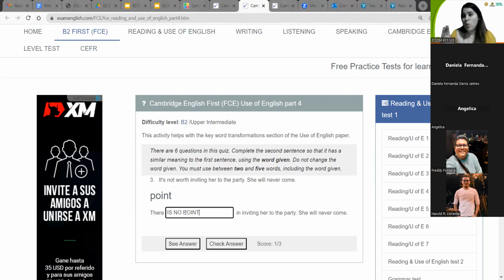Okay, there is no point. So aquí no es el de responder cuando yo digo I am not going to the party. No es el de respuesta, sino es el de poner como cuando yo digo un adverbio negativo. No, never, okay, any, right? So there is no point in inviting her to the party. She will never come. Yeah, very good. There is no point. Okay, good.